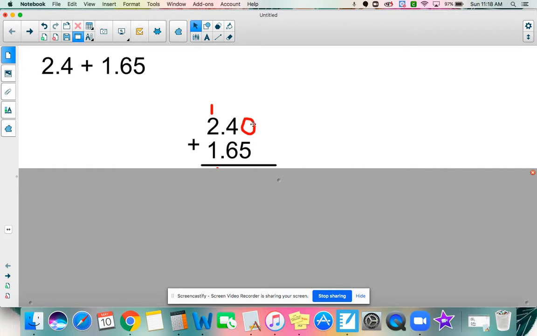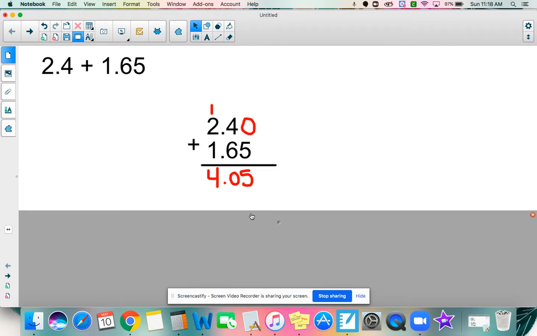I did include a zero. I'm not changing the value by adding a zero to the end of it. It allows me to line up with the 5 in the hundredths place of the 1.65. And then you can add your way straight down. So you'll see my addition going straight down. I had to carry a 1 to my ones digit because 6 and 4 made a 10. And your decimal drops directly down from where it was. So I have 4.05 for a solution.